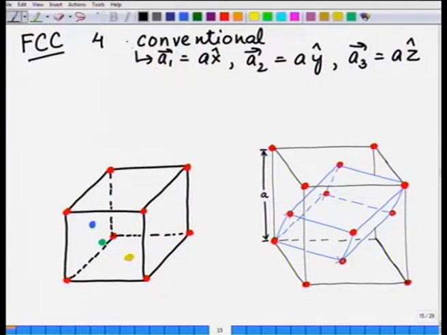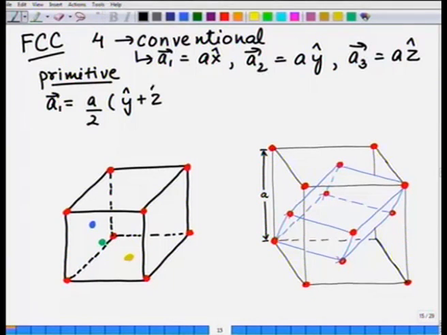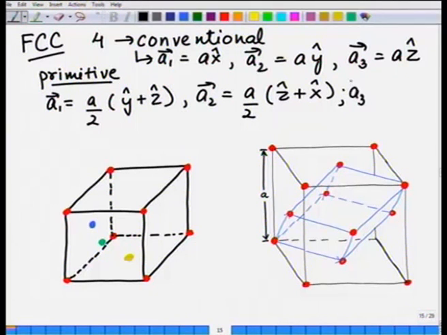But let's construct a primitive cell. Let me show you how one can make a primitive cell from FCC also. Let us say I choose A1 as equal to A by 2 times Y hat plus Z hat, and A2 as equal to A by 2 times Z plus X, and A3 as equal to A by 2 times X plus Y. So you choose our primitive cell like this.